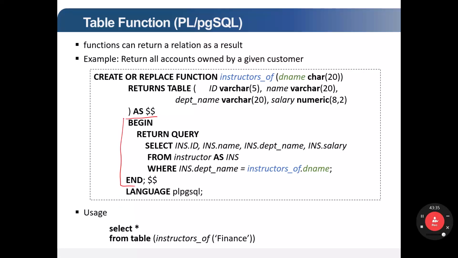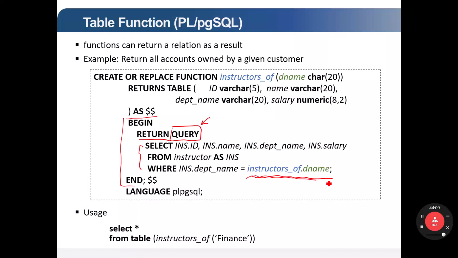What it does is it should return a table, and a table can be obtained only from a query. So we need to return a table. That is why we have this keyword query. It says that we are returning a table, not a scalar value. And then we have a simple select statement. What it does is it is just selecting instructors from this department.